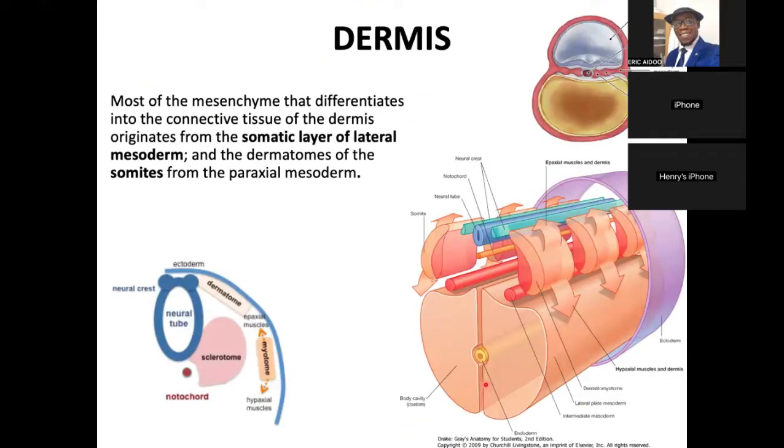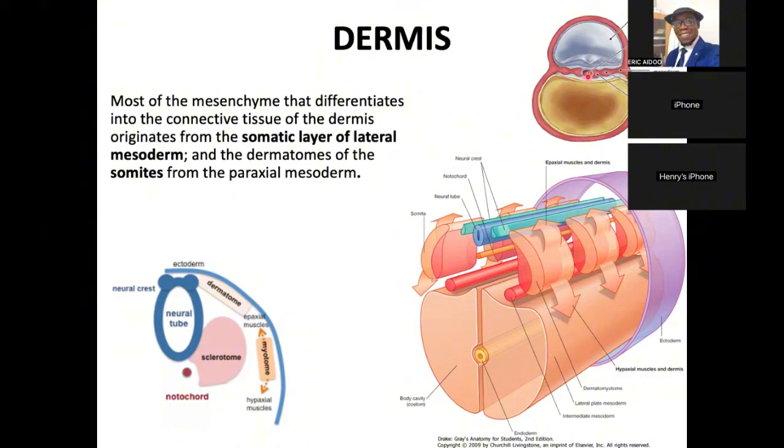So having talked about the epidermis a bit, let's look at the dermis. If you look at this diagram, it's a vertical section through the embryo. This is around the third week where you have ectoderm, mesoderm, and the endoderm. That is the yolk sac. So in the mesoderm, this notochord is marking the midline.